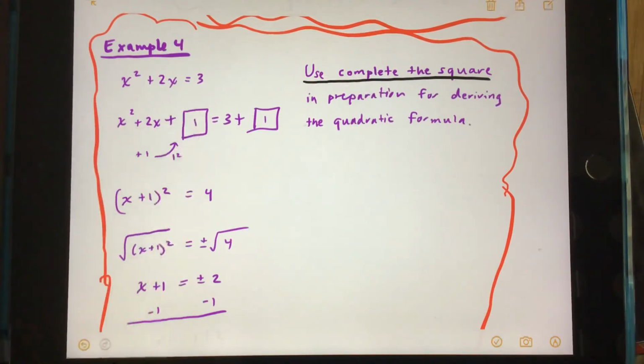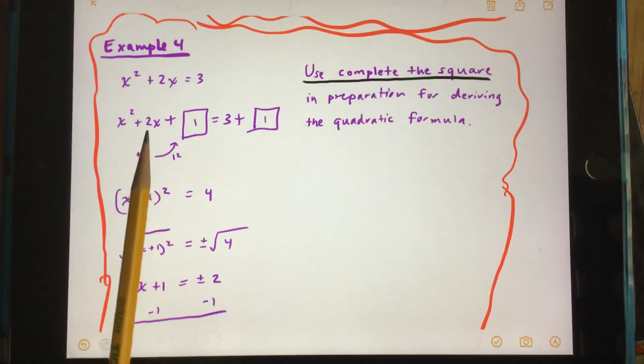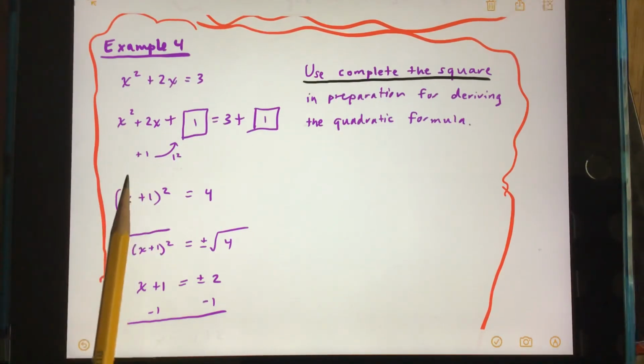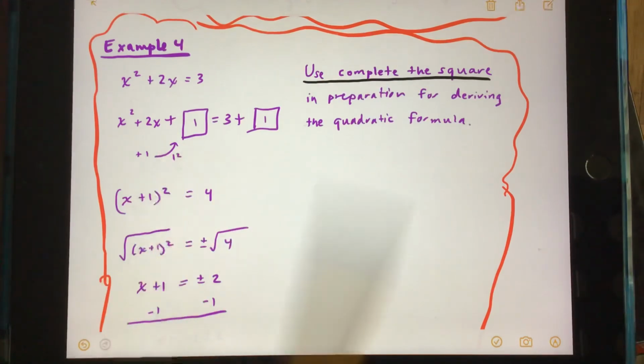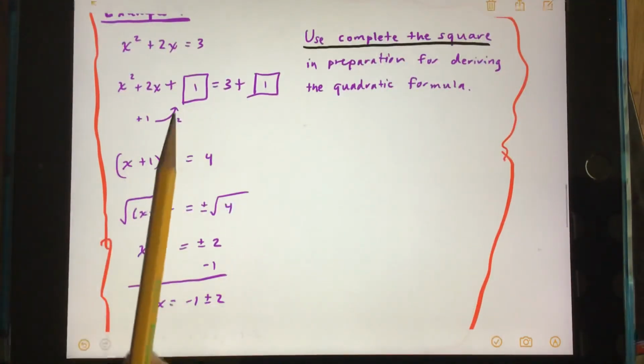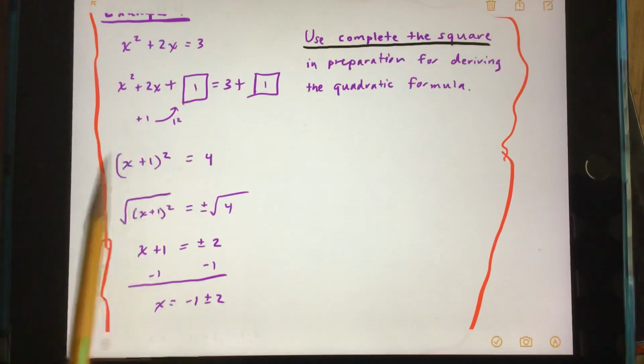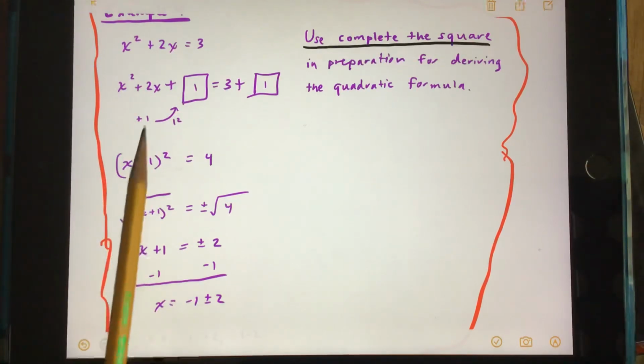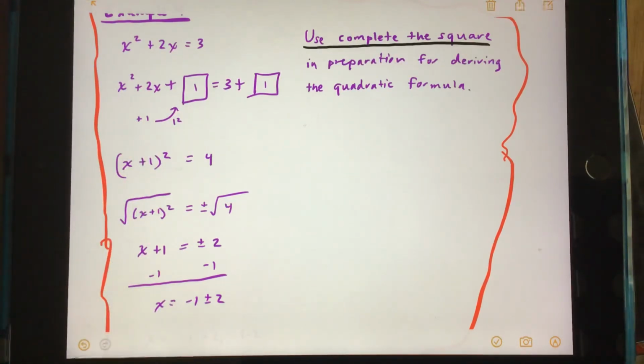x squared plus 2x equals 3. We're going to find half of the coefficient on the x term. That's 1. That's what's going to go in each of these boxes. And I'm going to rewrite my perfect square trinomial I just built as the square of a binomial. I'm going to pull that +1 into the parentheses squared. 3 plus 1 over here is 4.